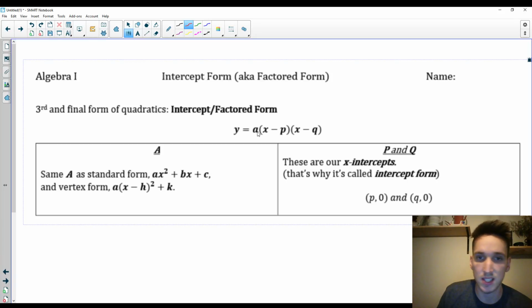So let's talk about what's this a doing there? What's that p? What's that q? So a is a. It's the same a that we see in standard form and in vertex form. So if we converted between any of the three forms, that a value is always going to be the same thing, right? This p and this q, these are our x-intercepts, right? And you'll see those as p comma 0 and q comma 0 because we know intercepts are ordered pairs because they're points on a graph. So let's jump into some examples and let's start making sense of this.